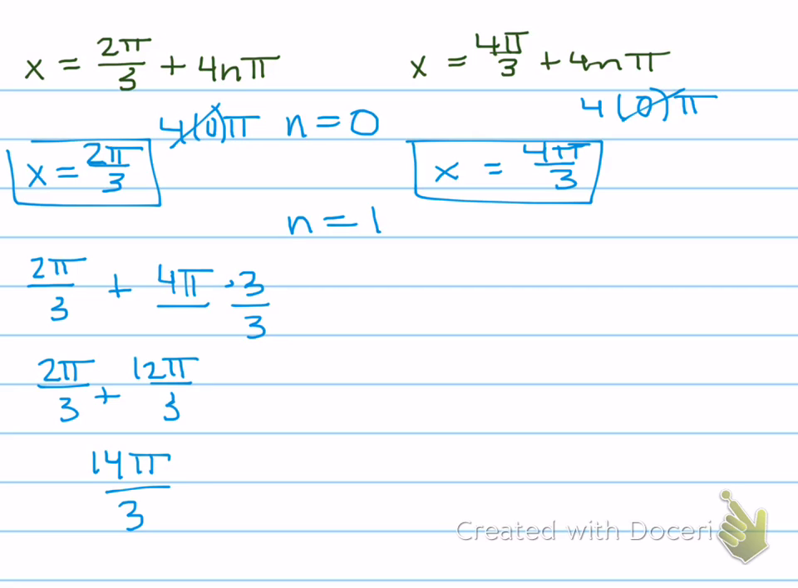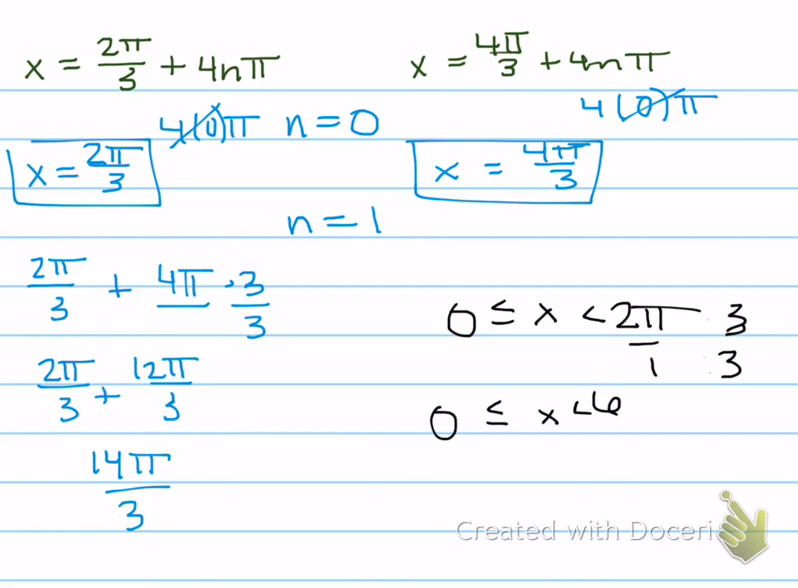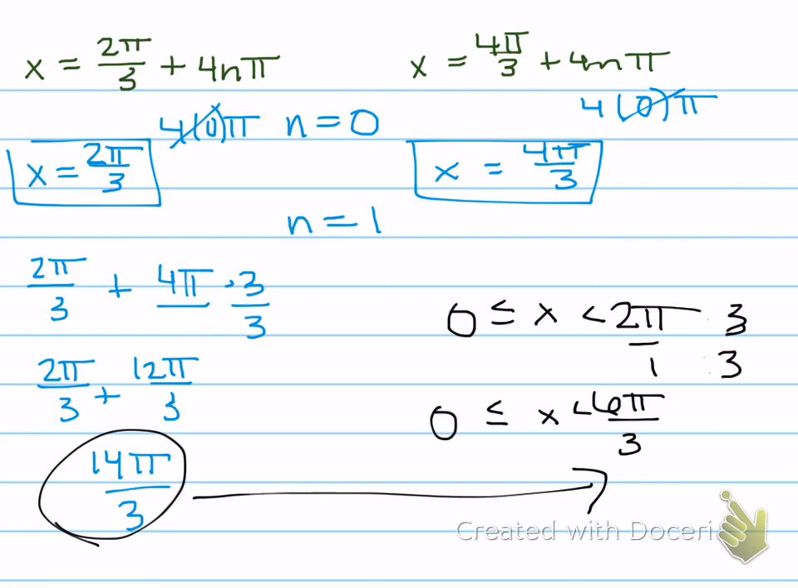However, the restriction in the problem stated that my x value had to be greater than or equal to 0 but less than 2 pi. And if I were to get common denominators with this and multiply top and bottom by 3, essentially this is saying 0 is less than or equal to x less than 6 pi over 3. So when I plug in 1, notice this 14 pi over 3 is too large for this problem. So I don't need to even check the other scenario, because if this one was too big, then the next one definitely will be too big.